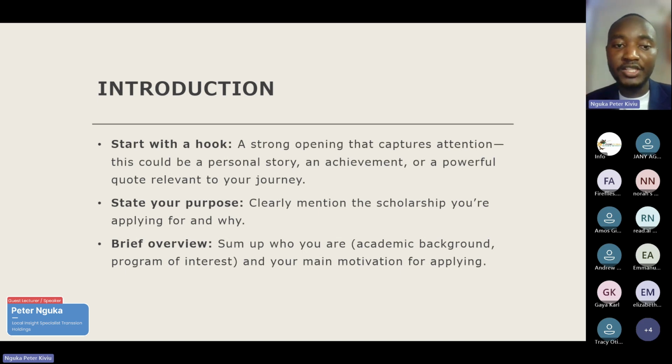Then it's also important to state your purpose. What are you writing for? Which scholarship? Now, typically, this might not be a requirement for all scholarships, because if your statement of purpose is just part of other documents that you're submitting, then you do not need to introduce yourself. But if it is a single document that you're sending, then it's important that you introduce yourself at the start. Then you can also just give a brief overview of your academic background. But we'll be looking at the examples so that we know what we are doing.